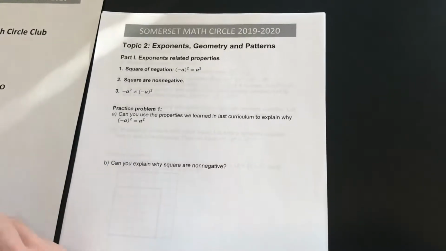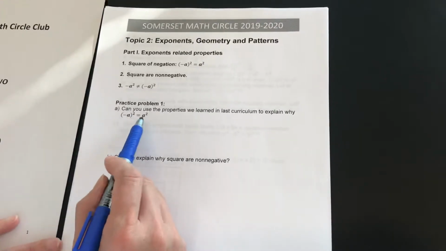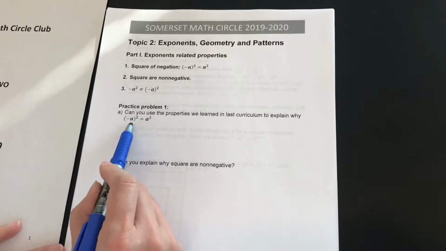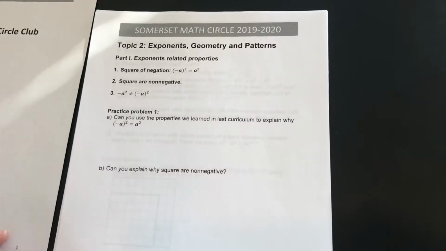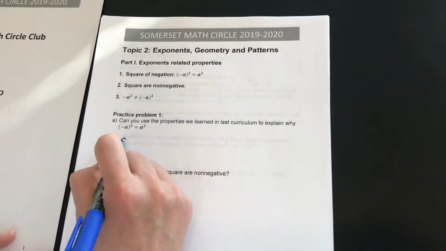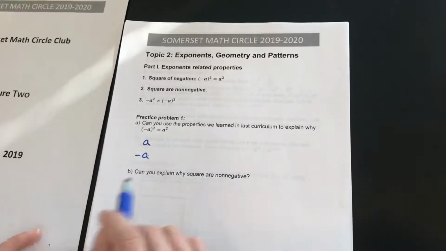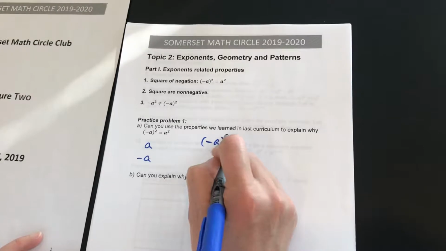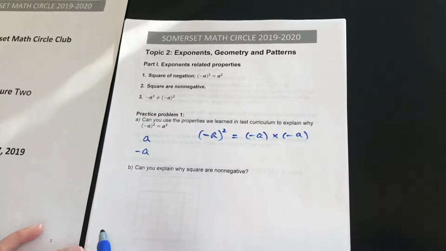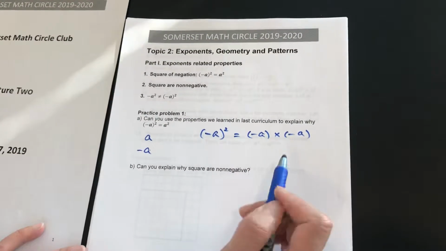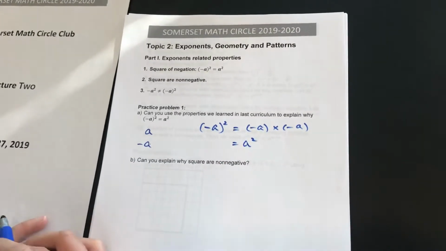So we can see that in practice problem 1, it asks you to prove why negative a bracket square equals a square. This square acts on the whole number, negative a, not just a. Say you have a number a, then you have a negation of a, which is negative a. So negative a square by definition is negative a multiply negative a. So this we can see as a double negation. So we get back to the original number, which is a square.